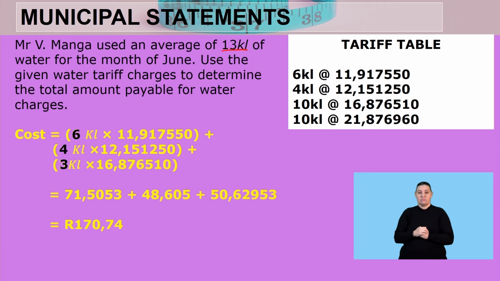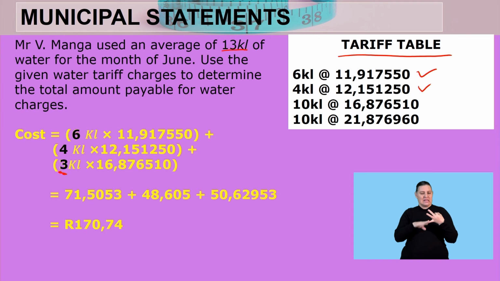So here's our tariff table. Okay, let's see what I've done. I've said for the first 6 kiloliters you are charged 11,917,550. For the next 4 you are charged 12,151,250. And then we get 3.